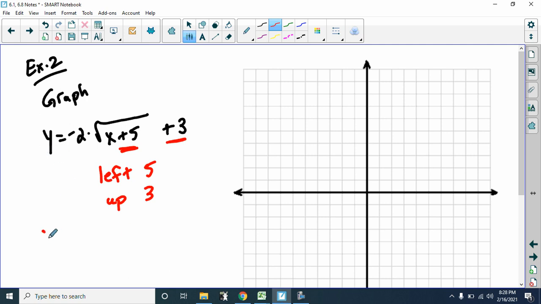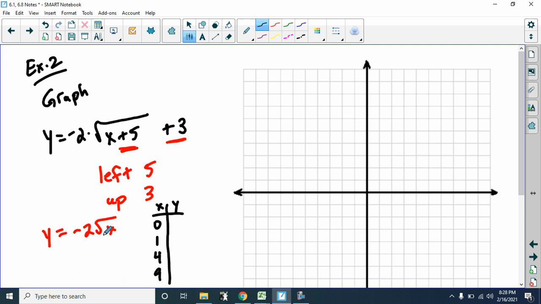Our parent function is the same as the original function, but take out the translation. So if we take out the left 5 and up 3, we're left with y equals -2 times the square root of x. We're going to plug in points into our parent function. Because it's square root of x, good numbers to plug in are 0, 1, 4, 9. And we're plugging them into the parent function.